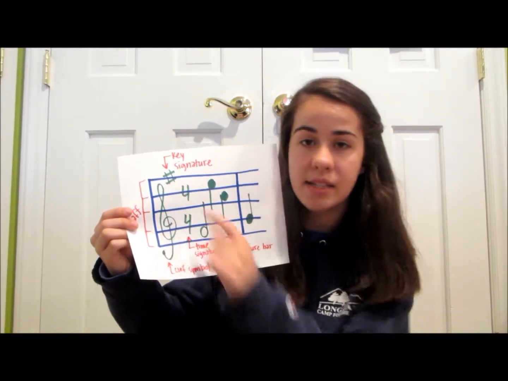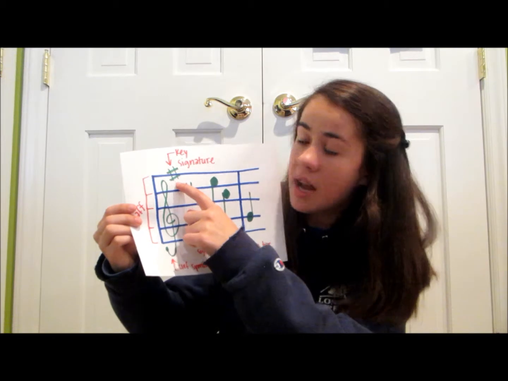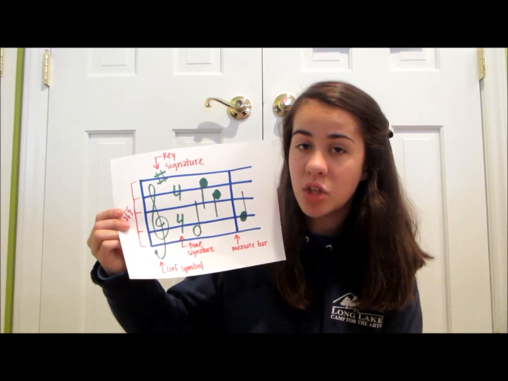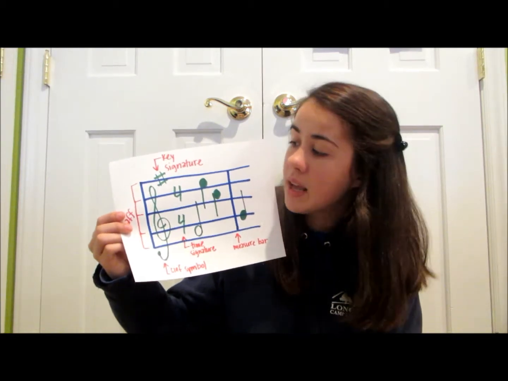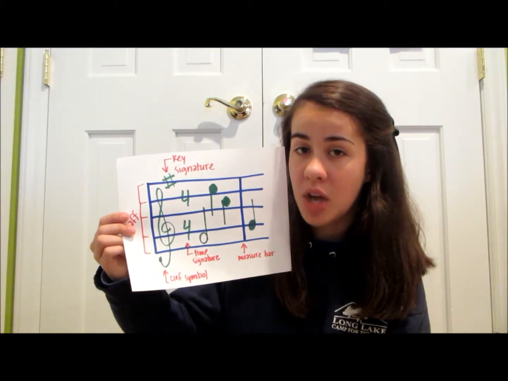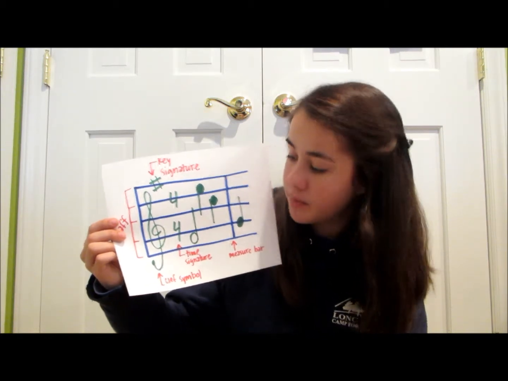Next, we see our key signature. The key signature, if you remember from the video about pitch, will tell us exactly how many sharps and flats we will be playing. In this case, there's one sharp and it is on the F, so each F will be a sharp F when played.